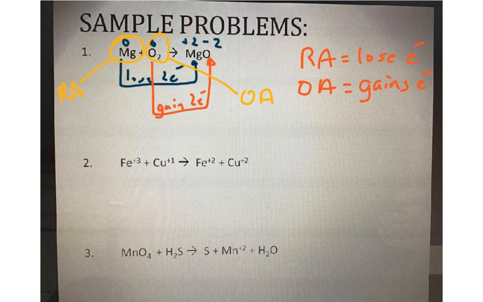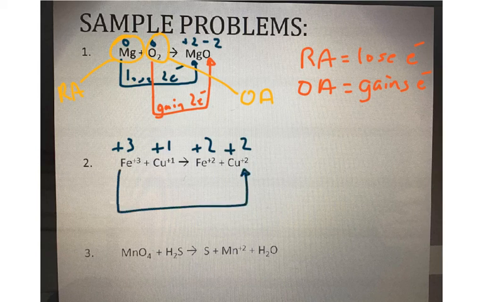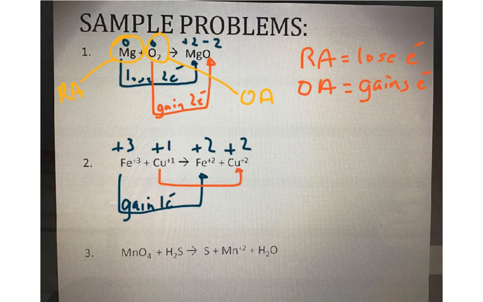Moving on to the next sample problem. Again, we need our oxidation numbers. So this is +3, +1, +2, +2. From here to here, we've gone from +3 to +2. That means we've gained an electron, because remember, electrons are a negative. Then if we go from here to here, we've lost an electron.